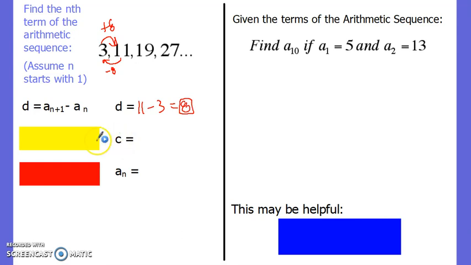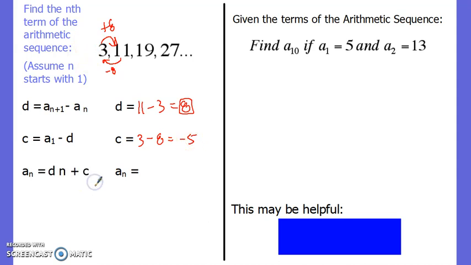Our C value, again, is just taking the first term, so 3 minus that common difference one time, or essentially we're going to start from negative 5, even though that would have been previous to the terms we have. And if I want to set up my formula then, I can take my common difference, 8, times n, whatever step I'm on, and minus 5, because that's essentially where we were starting from for a y-intercept. And we could double check that with any given term.